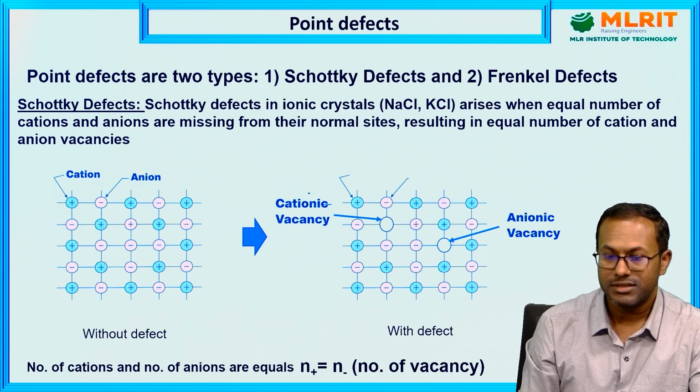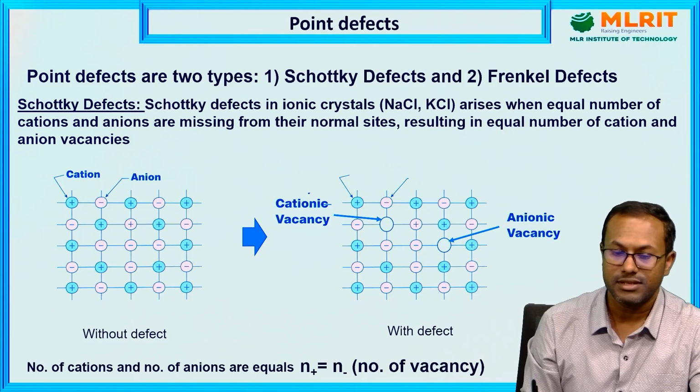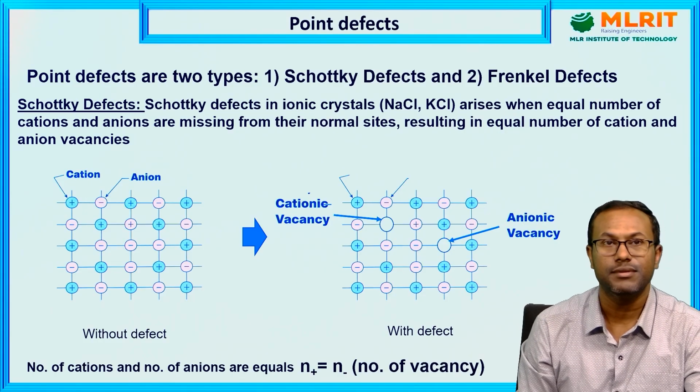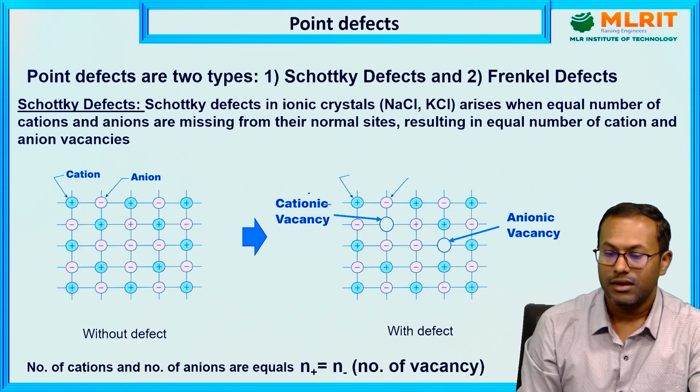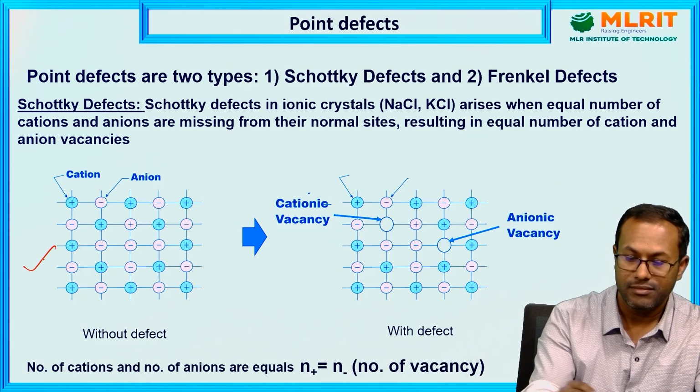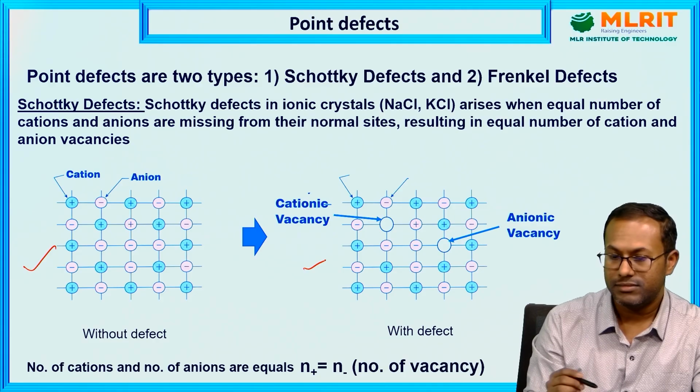Now come to the discussion about point defects. I already discussed what a point defect is. There are two types: one is Schottky defect, another is Frenkel defect. Now the question is, what is a Schottky defect? First understand from this diagram, then I will read the definition.